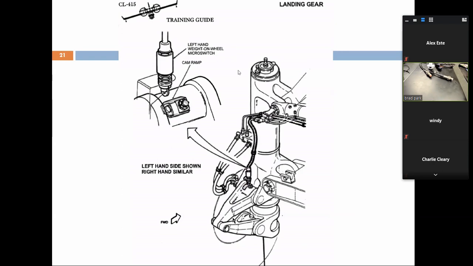So looking at the landing gear, we have, in this case, the left hand WOW switch, weight on wheels. So this one has a wheel because it's moving, right? It has contact with the scissor. So you can see it there. As the weight on wheels, it's going to indicate again inside the cockpit. So as it contacts that area, it would give an indication into the cockpit.